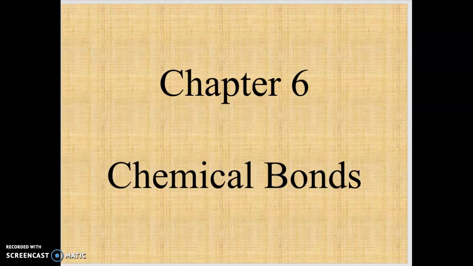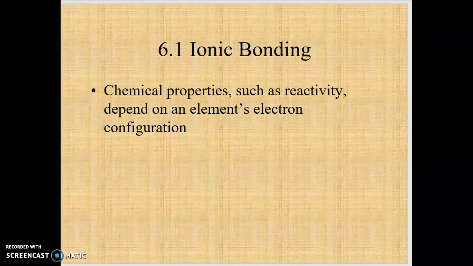We're going to go over chapter 6, which is chemical bonds, starting first with ionic bonding. So ionic bonding is just so chemical properties such as reactivity depend on the element's electron configuration, which we've talked about before.